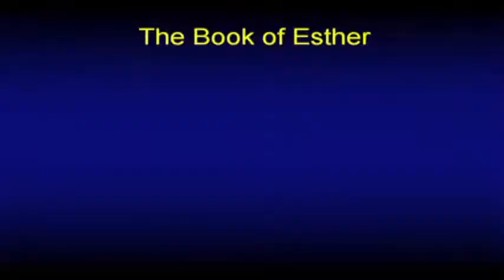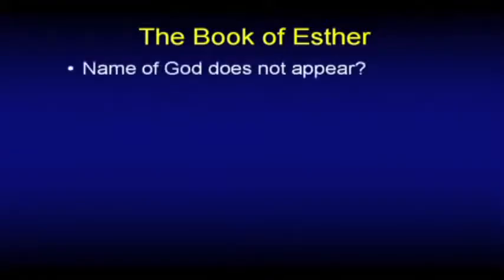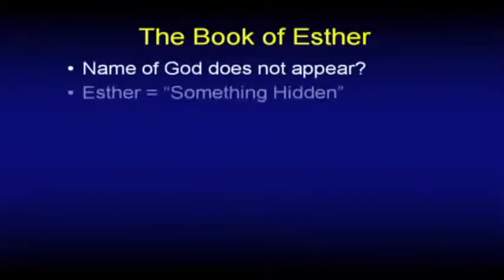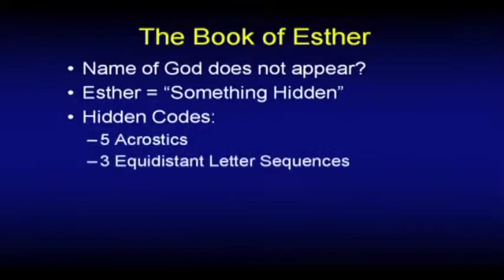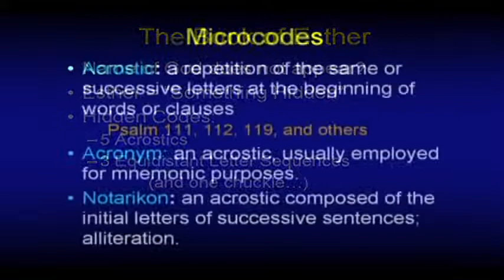But the book of Esther, many people who know nothing else about the book have heard that the name of God does not appear in the book. Well, it's interesting that the Persian name Esther means something hidden. And that's not a speculation. It's Gesenius, one of the greatest Hebrew lexicons around. There are hidden codes, and we're going to discover there are 5 acrostics and 3 equidistant letter sequences, and I'll explain what those are as we go. And there's one little, I'll call it a chuckle, at the end.